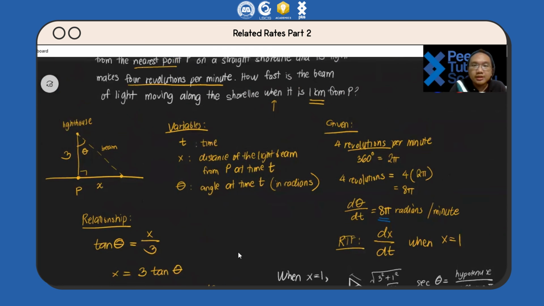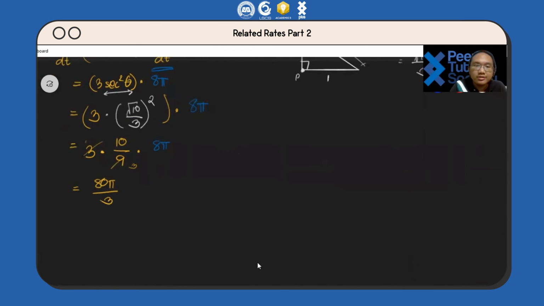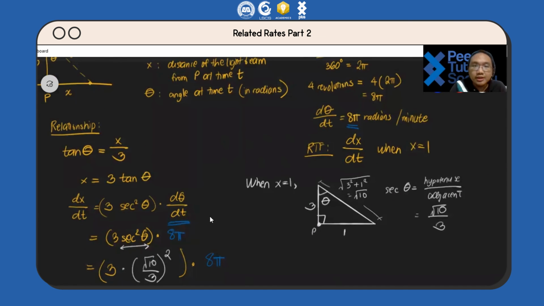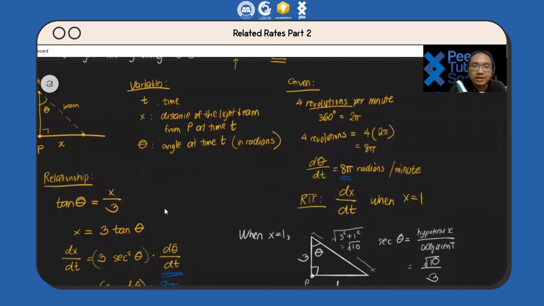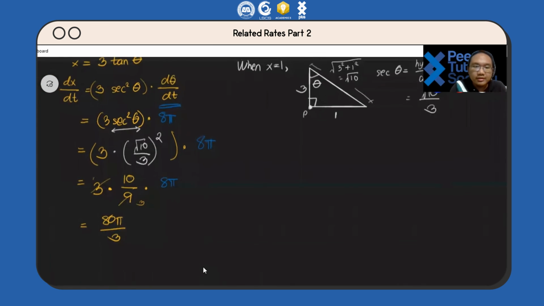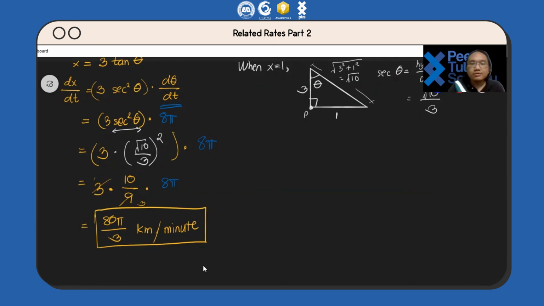What is the unit? How fast is the beam of light moving? So we're talking about kilometers. And the time unit is per minute. So this is 80 pi over 3 kilometers per minute. So that is how we approach this problem, which involves trigonometry.